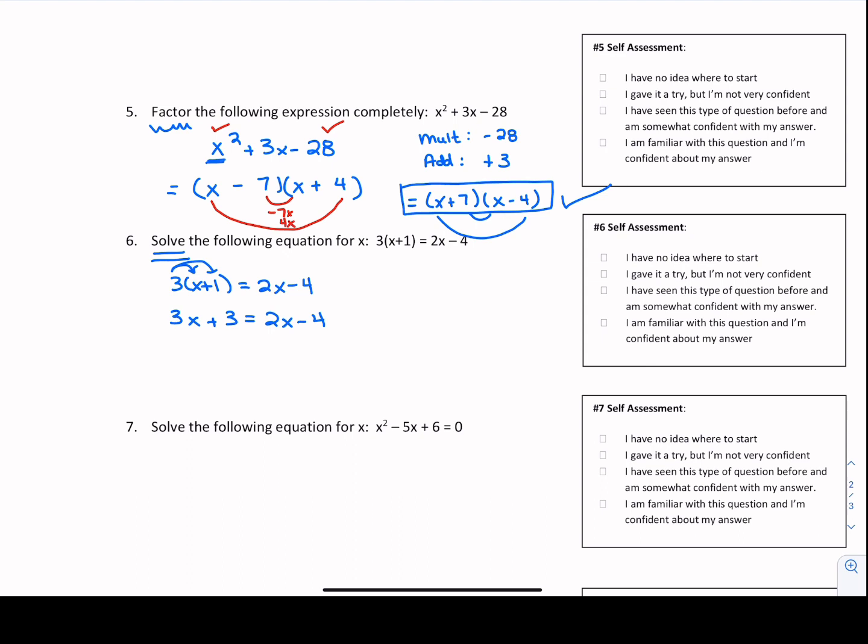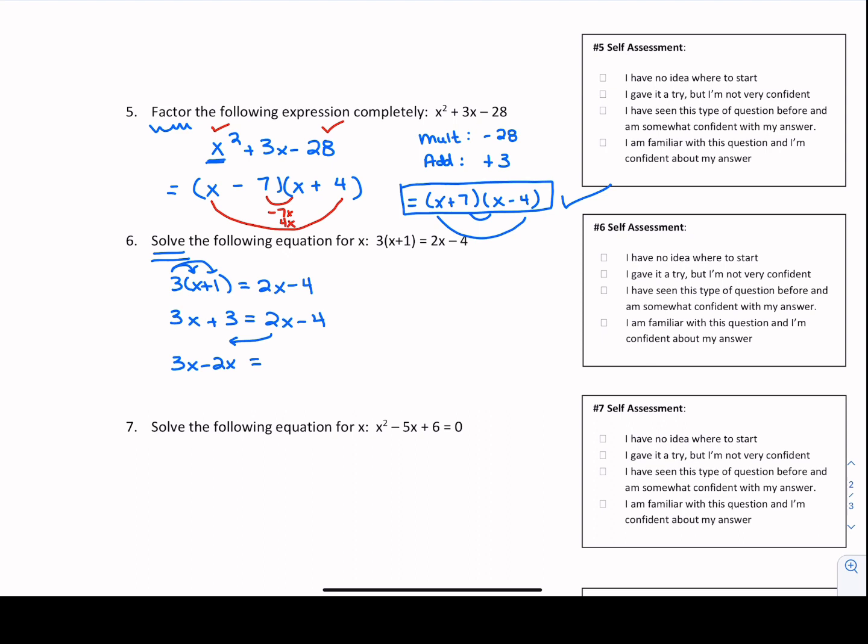Again, we want x's on one side and numbers on the opposite side. So I'm going to move 2x over to the left. And in order to do that, we have to do the opposite. So technically, we're adding 2x right now. So to reverse it, we're going to subtract 2x from both sides. If I subtract 2x from the right, it disappears. If I subtract 2x from the left, it becomes 3x minus 2x.